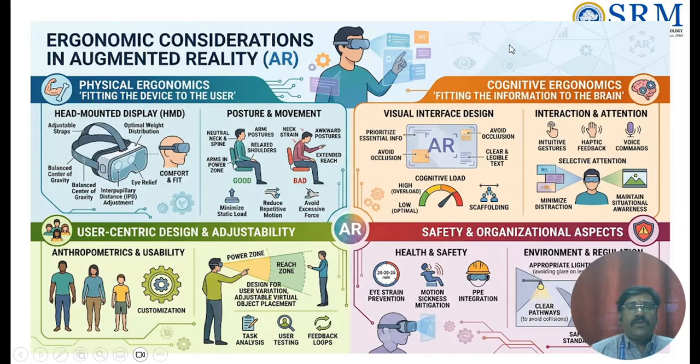And finally we move on to the ergonomics of augmented reality. It purely depends upon the objects as well as the people's movement along with the augmented reality environment. So physical ergonomics means fitting the device to the user: head mounted display, adjustable straps and optical ring, everything is there to create the ergonomic value. And the posture and movement create neutral neck and spine motions, arms in the power zone. These are all good in nature, and the rest are bad observations.